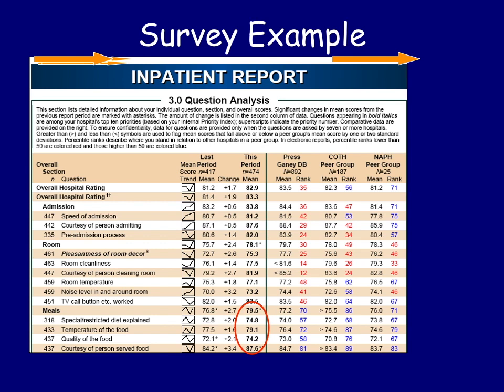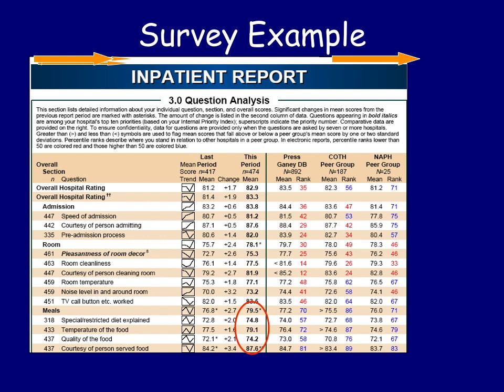If we look at the next section, I have a little blue box around the top and it says Press Ganey DB, and that stands for database, or the COTH peer group, or the NAPH peer group. COTH stands for the Council of Teaching Hospitals and Health Systems. When we look down that column for meals, the mean is 75.5, and the rank next to it says 86. And that 86 is the 86th percentile.